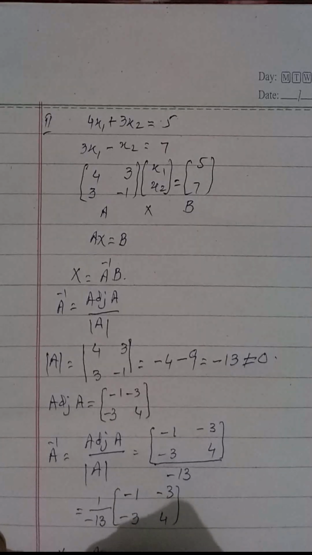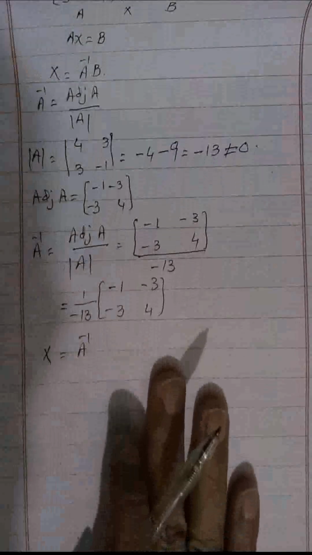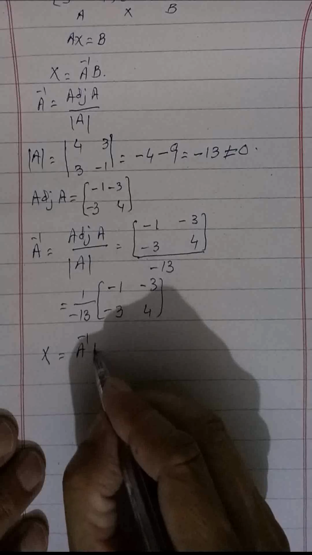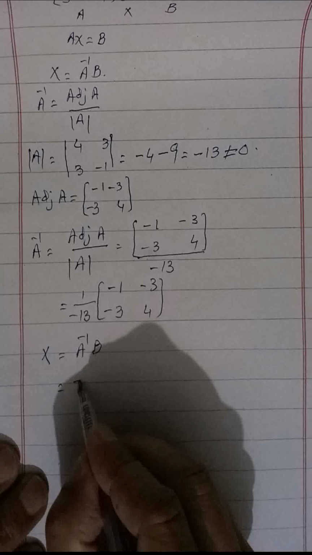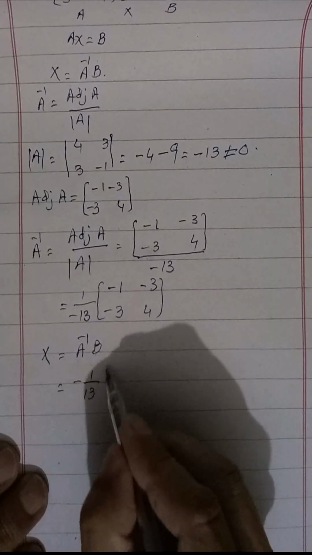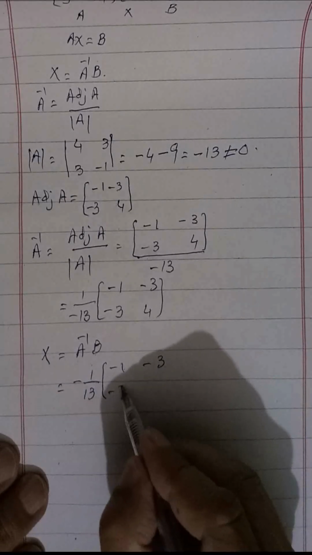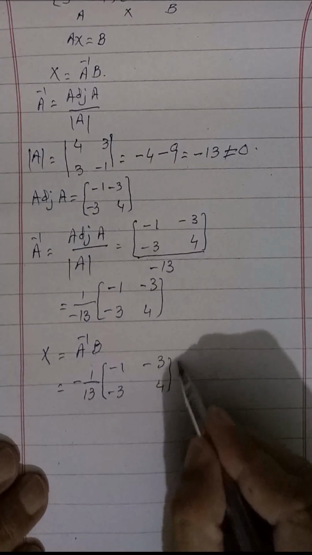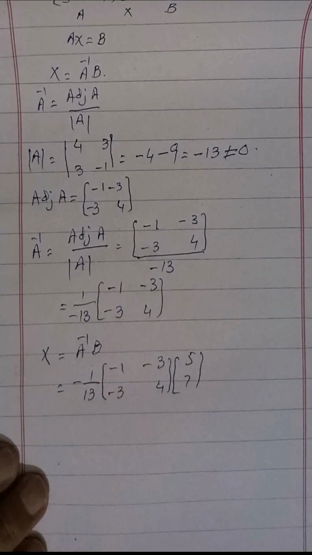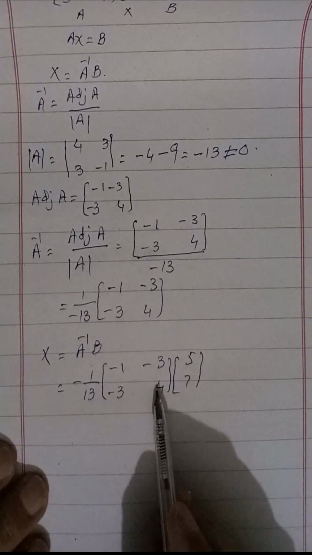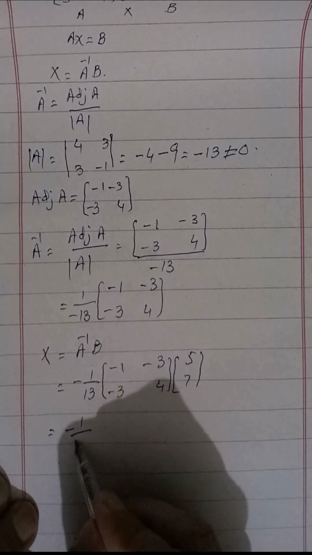We have A inverse times B. A inverse is -1 over 30 times [[-1, -3], [-3, 4]], and when we multiply it by [5, 7]. Now first we multiply these values with these values. We have -1 over 30.